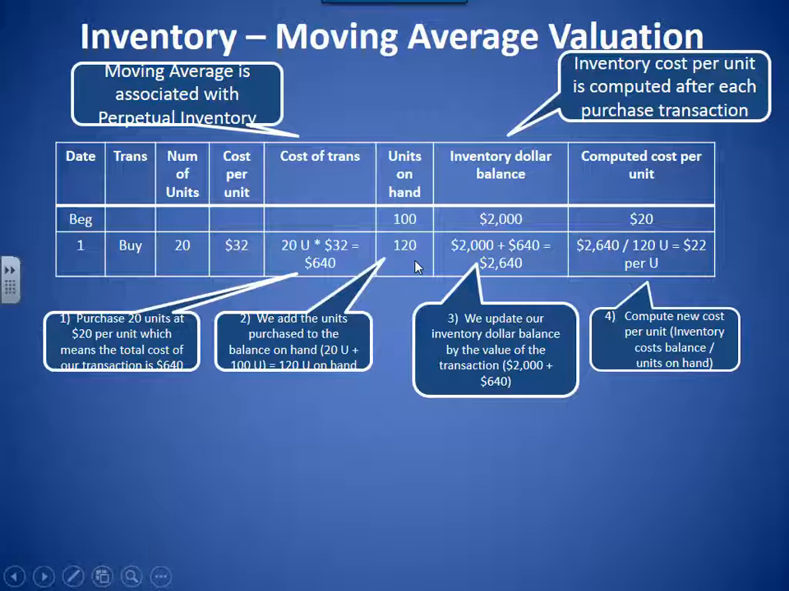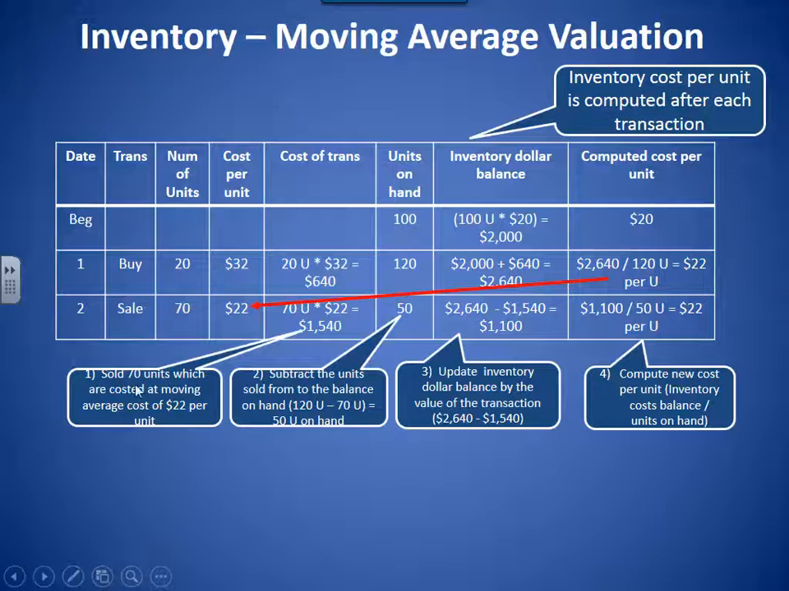Now our inventory balance: we take the previous balance of $2,000 and add the $640 from the transaction we just encountered. So our inventory dollar balance now is $2,640. We take $2,640 and divide it by the 120 units on hand. That means our new cost per unit equals $22 per unit. Let's go on now to the next date, date number 2.